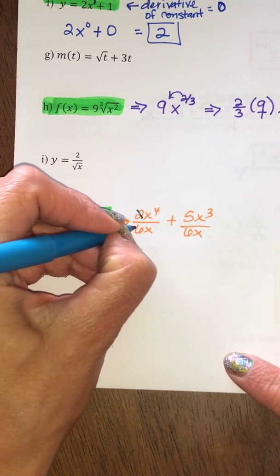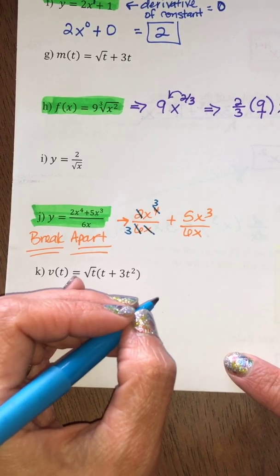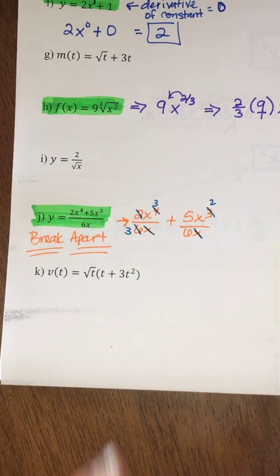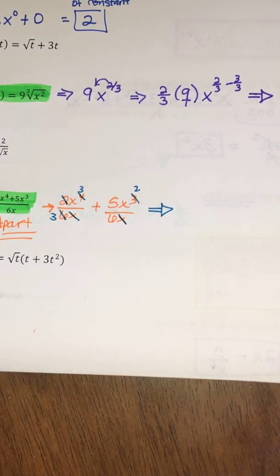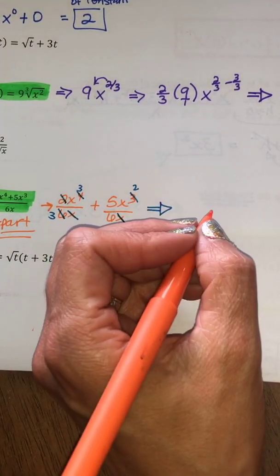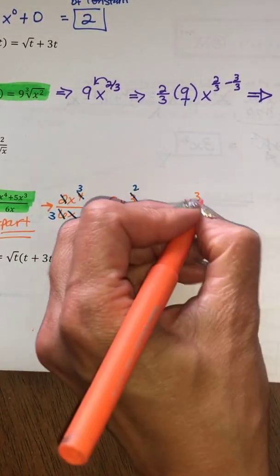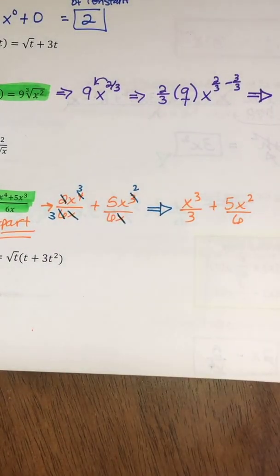So let's see, 2 goes into 6 3 times. X cancels with one of them up here. Now there's an x cubed. And this x cancels with one of them up here. So that's an x squared now. Okay, so now I have x to the 3rd all over 3 plus 5x squared all over 6. Notice I have not even taken a derivative yet. But now that I have this simplified, I have it set up so that I can take a derivative.